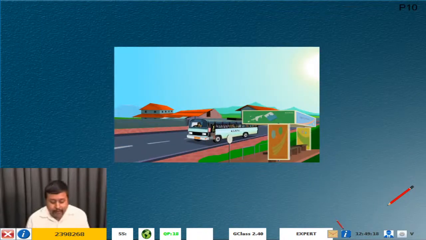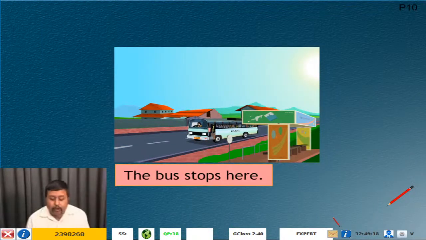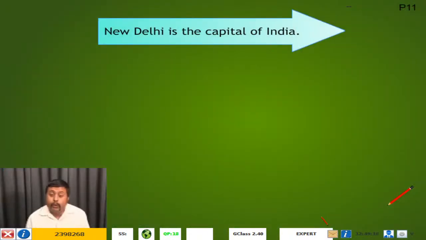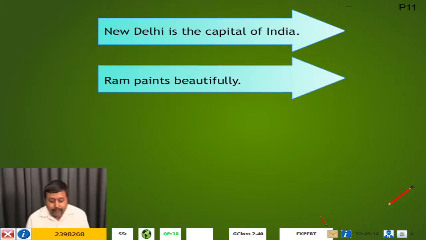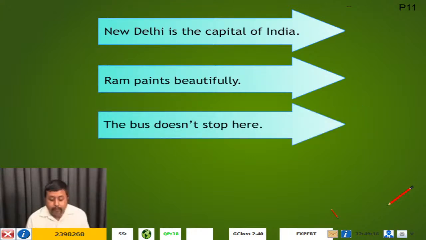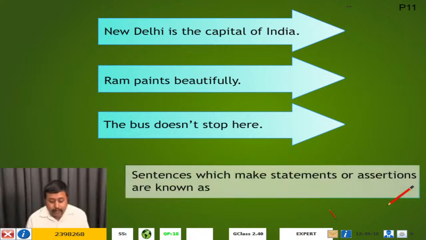The bus came. The bus stops here. So the bus stops here. Bus stops at this point. So the first line was New Delhi is the capital of India. Ram paints beautifully. The bus doesn't stop here.